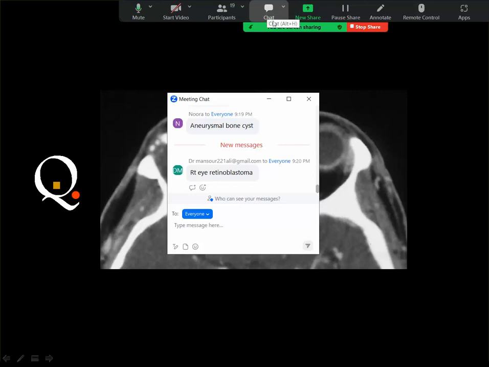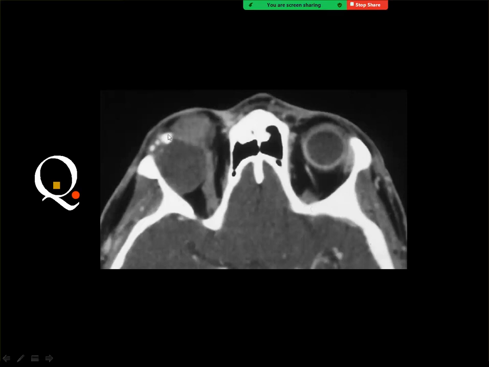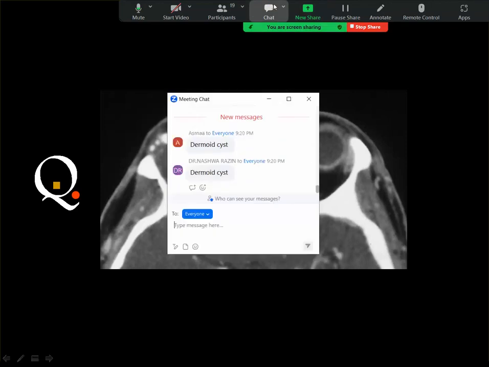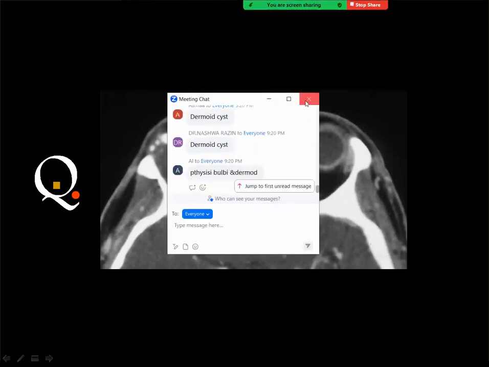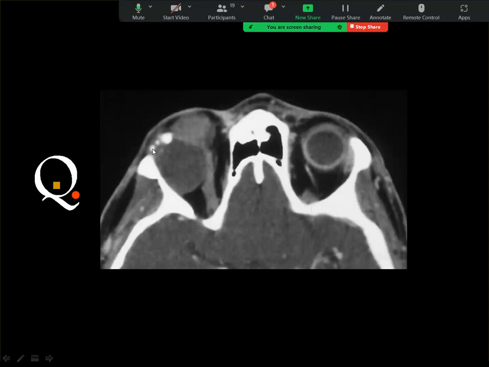Right eye retinoblastoma? No, the calcium is outside the globe. This is a cystic lesion inside the orbit, and this is the globe which is pushed inferiorly. Yes, and this is dermoid cyst. Dermoid cyst is a cystic lesion intraorbital, does not enhance, may contain calcium, may contain fat, and the diagnosis of phthisis bulbi, you should see the globe, and the globe is totally collapsed.